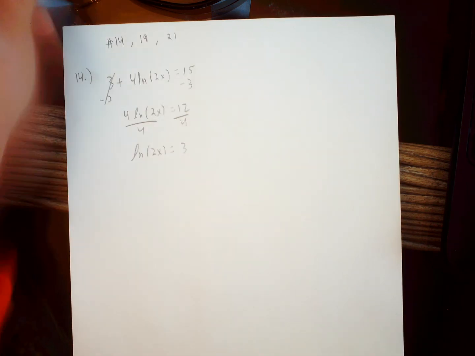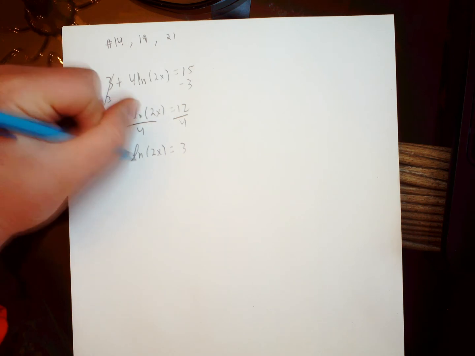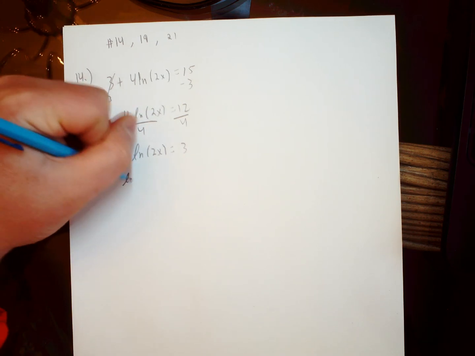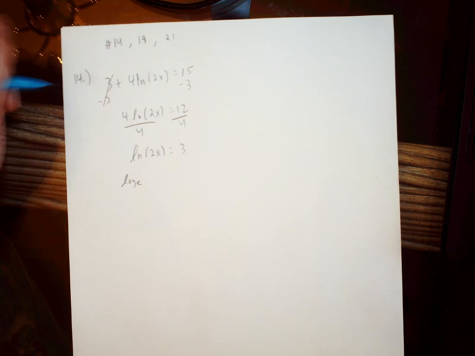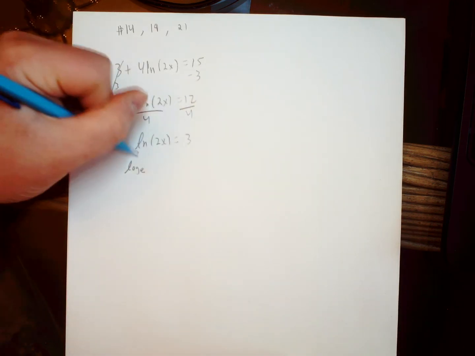Now this is where most people get stumped. What you want to do is rewrite this ln as log base e, because remember, ln is log base e. So we can rewrite ln as log base e.